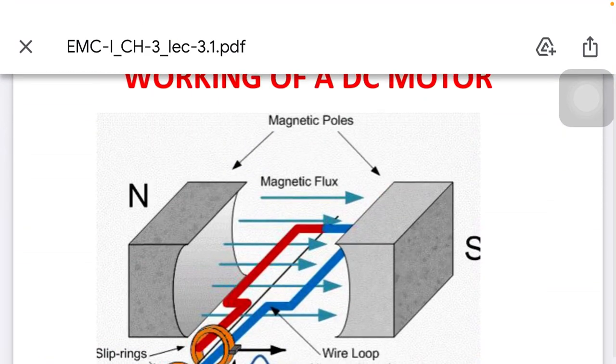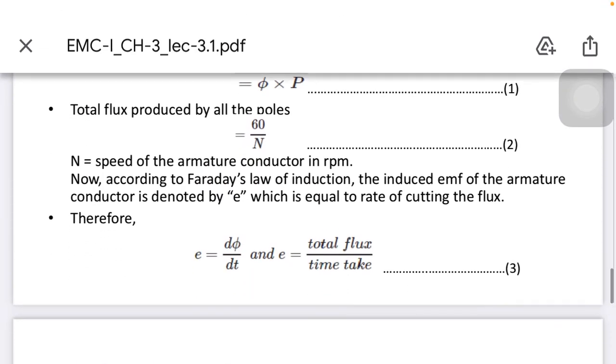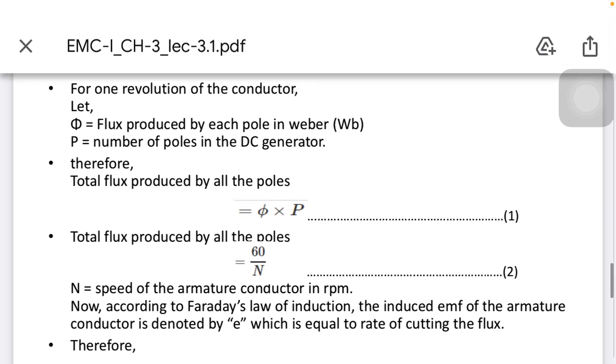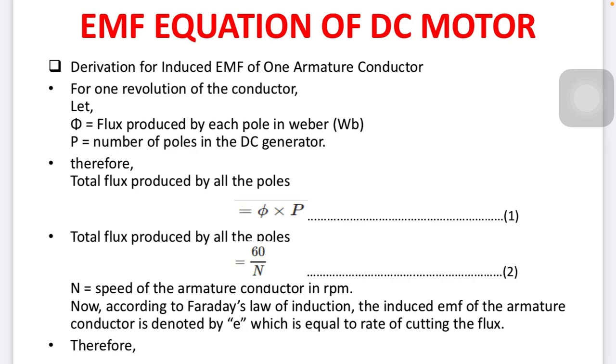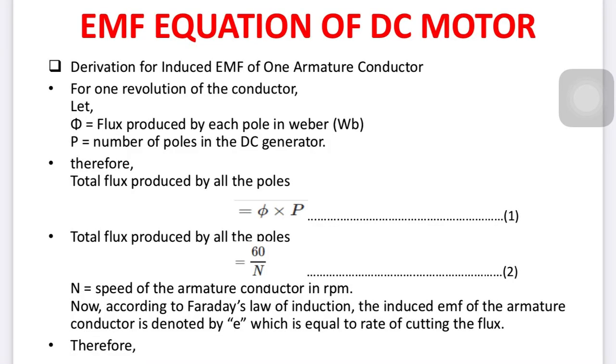All the machines, whether DC or AC, work on the basic principle of induction. If you give supply to one solenoid having a winding, it will generate a flux in the other winding. Okay, now the most important theory, that is the EMF equation of the DC machine, right?